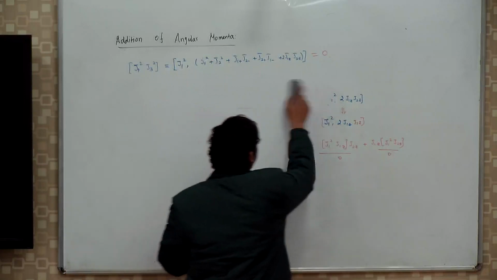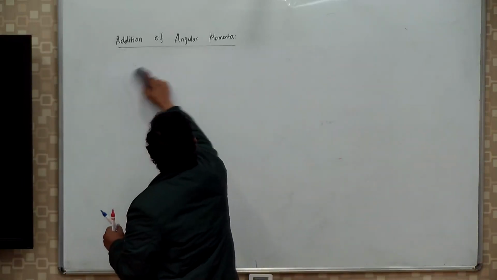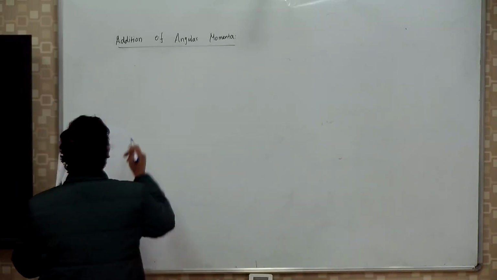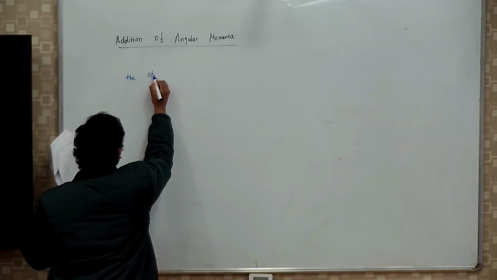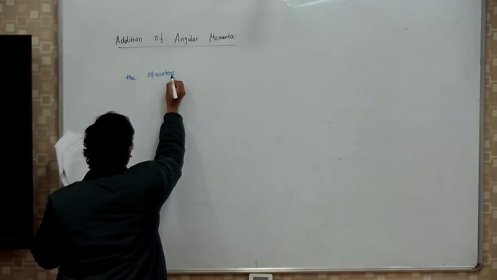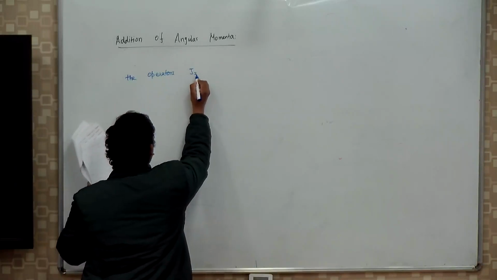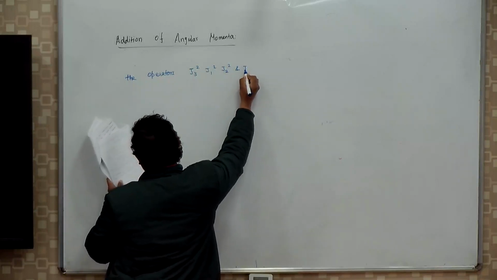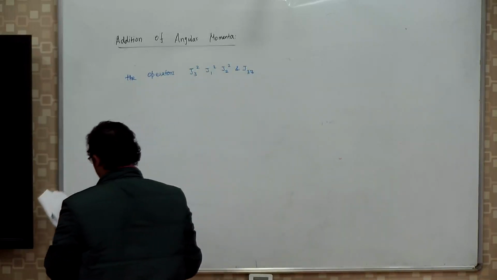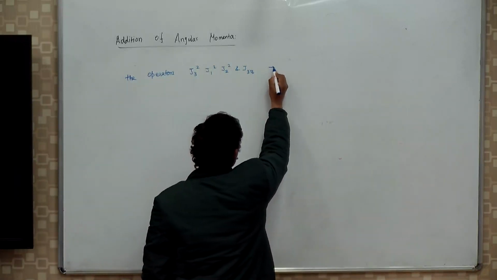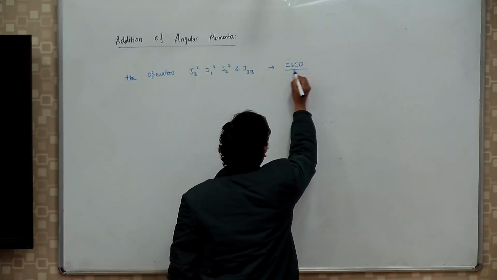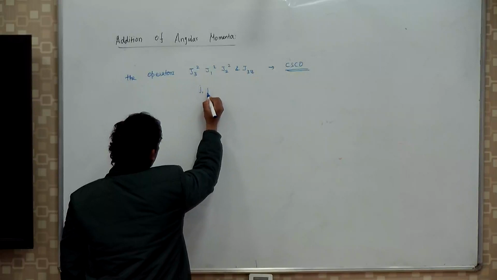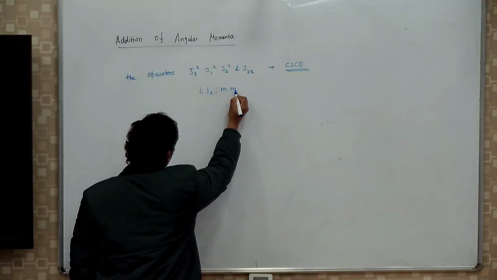Then we could actually say the operators J3 squared, J1 squared, J2 squared and J3Z are a complete set of commuting operators, because all these operators share the common eigenstate J1, J2, M1, M2.